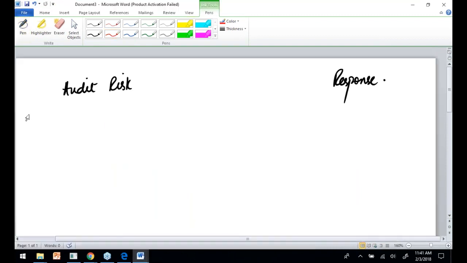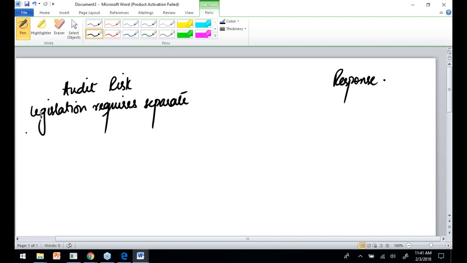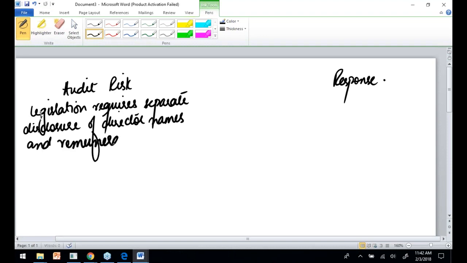So, legislation requires separate disclosure of director names and remuneration payable. This is the first line that I've copied from the case onto the answer.